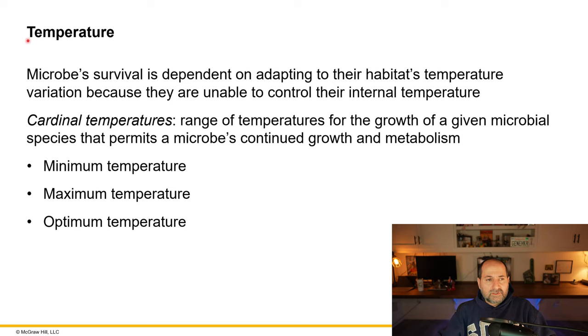With regard to temperature, each organism has a minimal temperature at which it can grow, a maximum temperature at which it can grow, and an optimum temperature at which it prefers to grow. Below the minimum temperature, that organism typically freezes. It doesn't necessarily die, it freezes. Above the maximum temperature, usually the organism dies because its proteins and other components of the cell denature and come apart. And the optimum temperature is the temperature at which the organism performs the best. It grows the best at this temperature here.